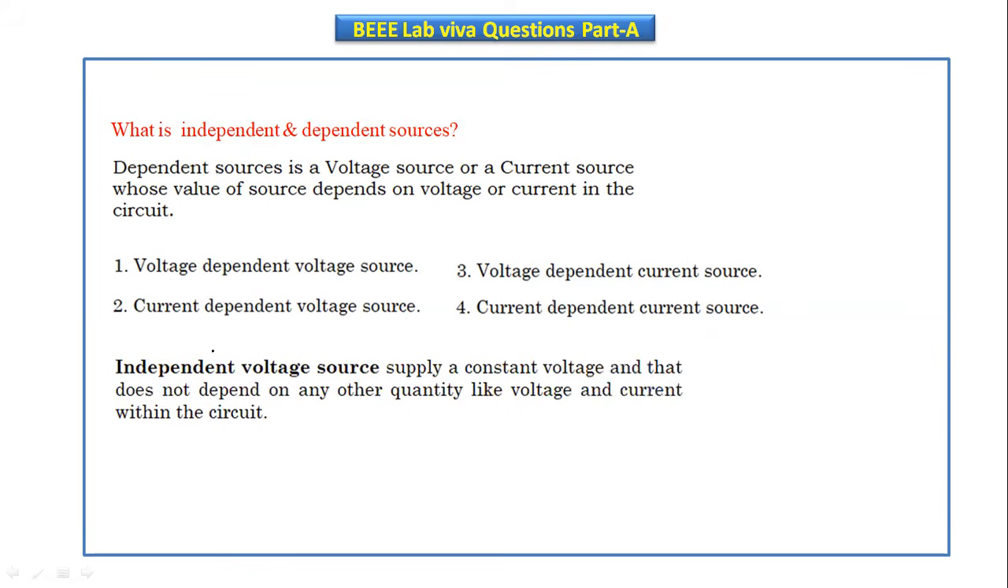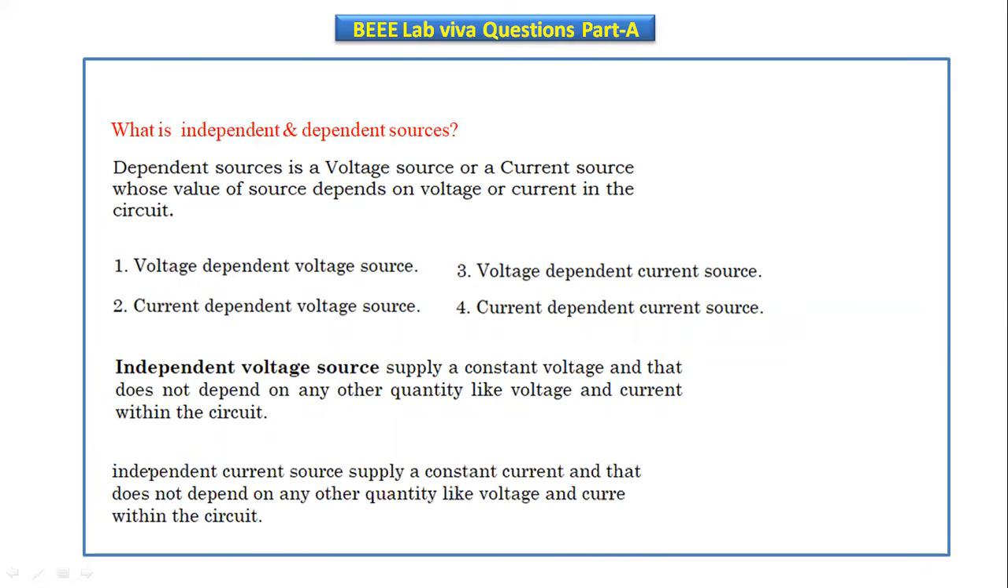Independent sources are of two types: the independent voltage source and the independent current source. An independent voltage source supplies a constant voltage that does not depend on any other quantity, like voltage and current, within the circuit. Next, an independent current source supplies a constant current that does not depend on any other quantity within the circuit. A source which depends on another element is called a dependent source, and one which does not depend on any other element in the circuit is called an independent source.